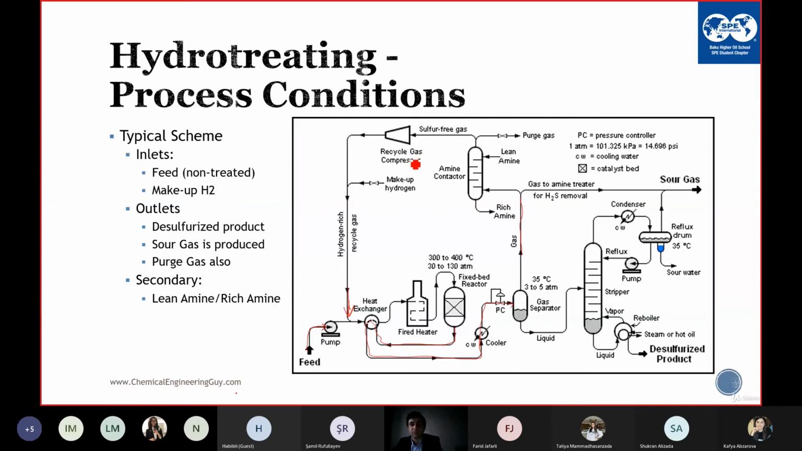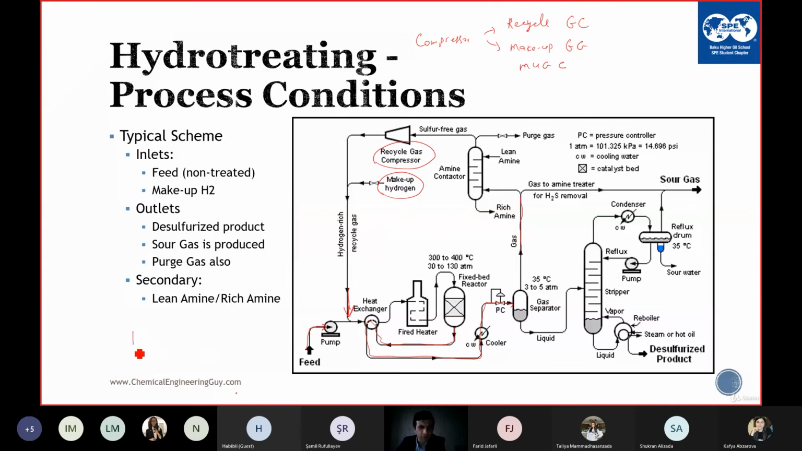So the hydrotreating process has two compressors. One is the recycle gas compressor, and the second one is makeup gas compressor or MAG compressor. So we have the recycle and we have the makeup gas.